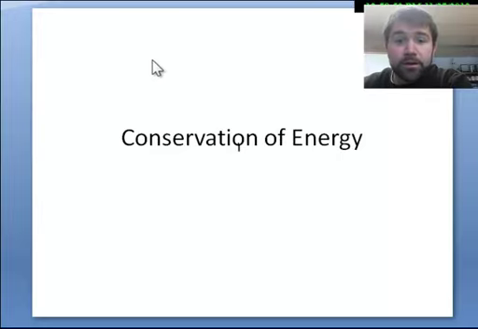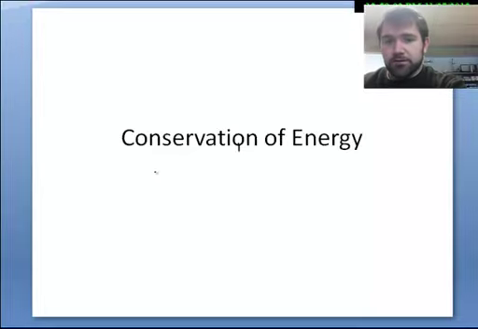Hey guys, today we're going to talk about the law of conservation of energy. In particular, we're going to talk about how to use it to do some useful calculations. So, quick review. What is the law of conservation of energy? It basically says that energy can never be created or destroyed. It can only be transferred or transformed.